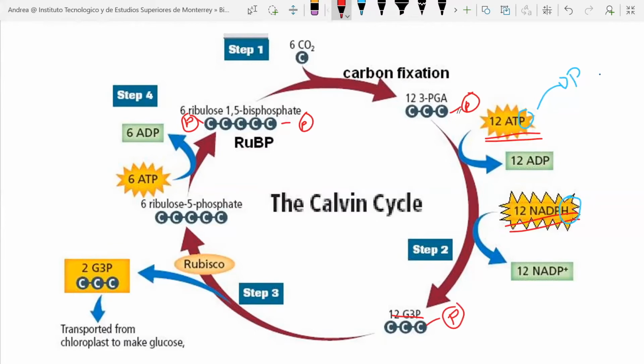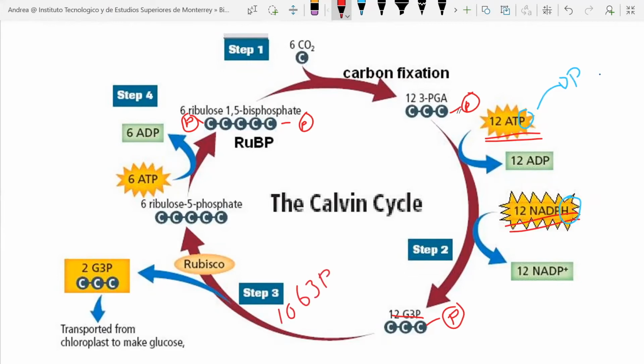But only from these 12 G3Ps, 10 will be used in order to run the reaction once again to recreate the RuBP. So in this part where 2 G3Ps are not used and are released from the cycle, these 2 G3Ps will be transported from the chloroplast to make glucose, or actually any kind of a sugar backbone, but mainly glucose.